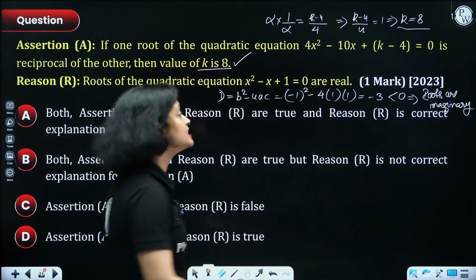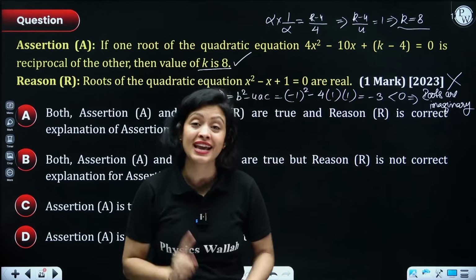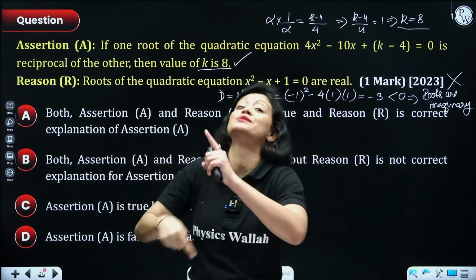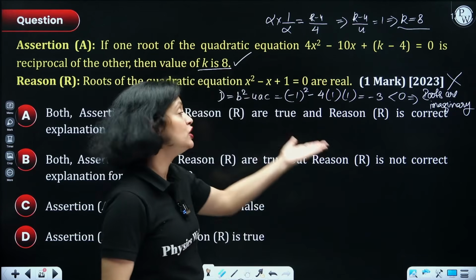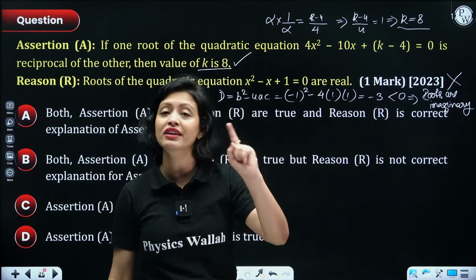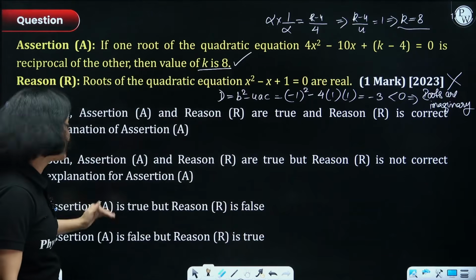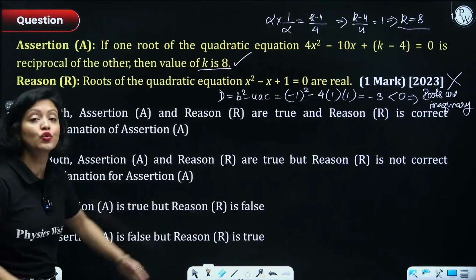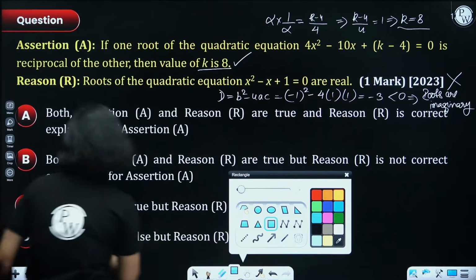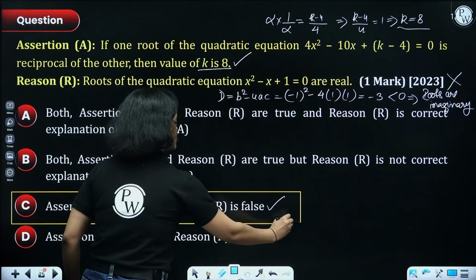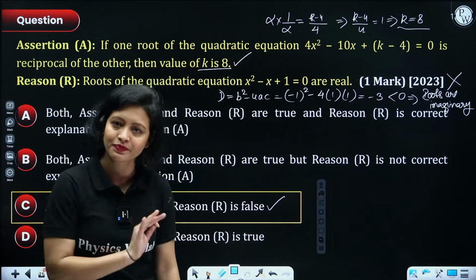But this statement is saying that the roots are real. So the statement is false. So now you don't have to check whether the second statement is explaining the first statement or not, because in the first step itself you have figured out that only one statement is correct, right? So what would be the correct answer, guys? The correct answer is assertion A is true but reason is false. Got it? Assertion A is true but reason is what? It is false. Simple, basic.